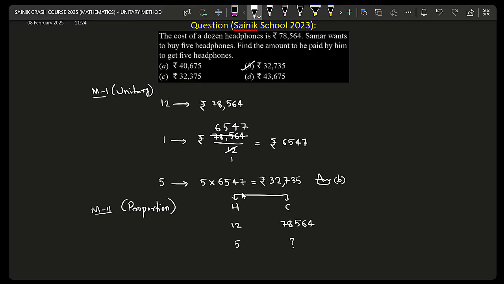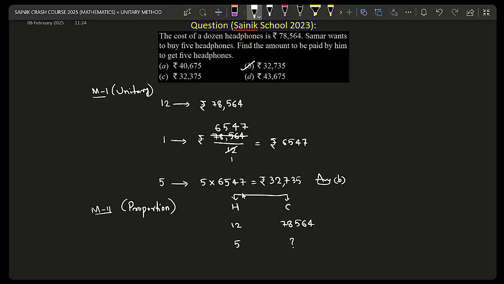Number of headphones and cost are in direct proportion or inverse proportion? Sir, direct proportion. Why direct proportion? Sir, 12 headphones cost. See, direct proportion, I have to answer like this. If more headphones, it will be more cost or less cost? Sir, more cost. More headphones, more cost. Less headphones, less cost. So same type of change.